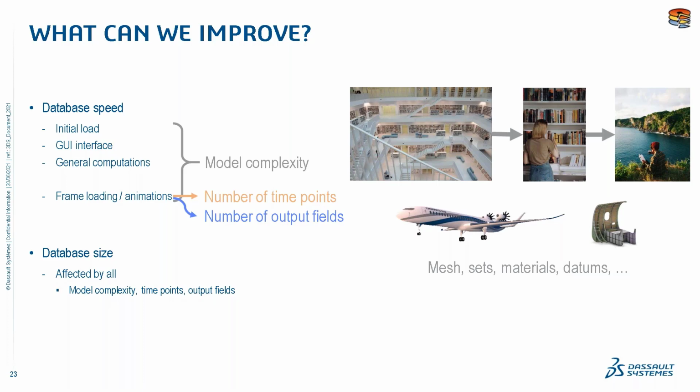And the database size is affected by all of these things. The model complexity, number of time points, number of output fields. As you add more data in, the size on disk is going to be larger. And so our goal here is to take the library and reduce it to a bookshelf or reduce it to a single book. We can increase the portability, we can increase the speed. So as an example, if we have a model of an entire aircraft, we may only care about a certain portion of where the side of body meets the wing.